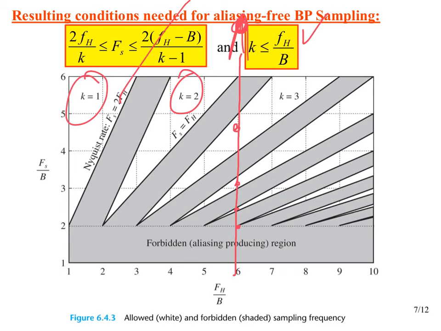So this figure really tells us an awful lot about how to choose the appropriate Fs, or what the possible Fs are for a given condition, Fh and B. Those are really the only two things that we need to know.